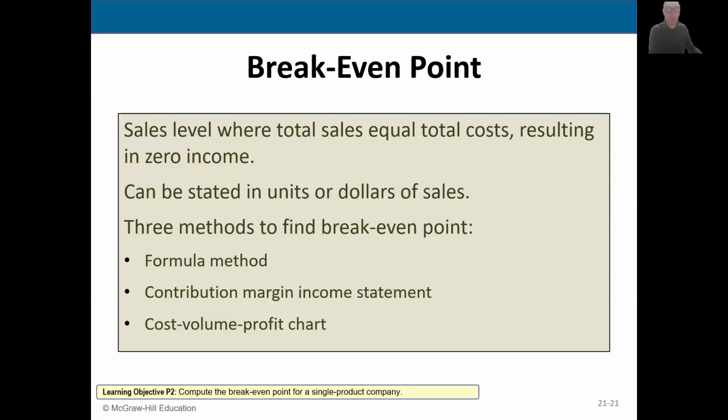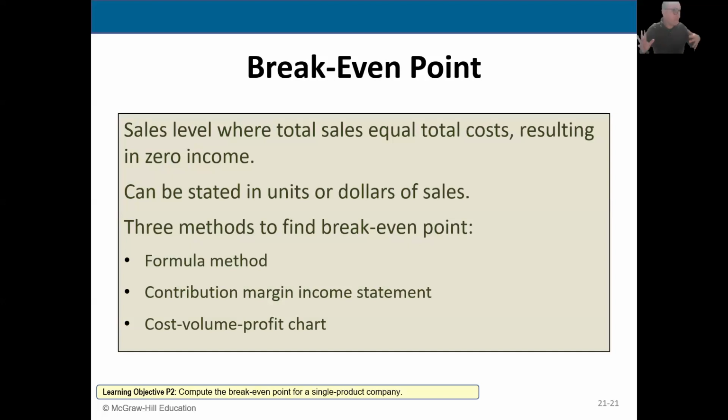Very simple concept. There are 3 different methods to calculate the break-even point. The first is called the formula method, where we use the break-even formula. And there's a few of those I'm going to show you in units and in sales. There's the contribution margin income statement. I'm going to show you how to calculate contribution margin on an income statement. And we also have the cost volume profit chart. Just as the name implies, I'll show you on points of a chart.